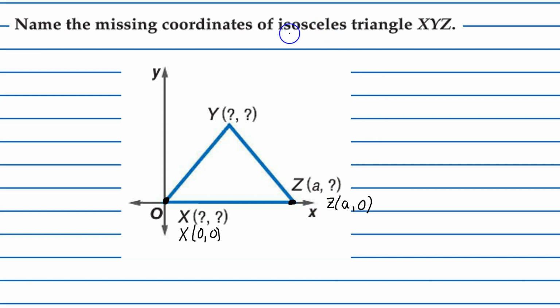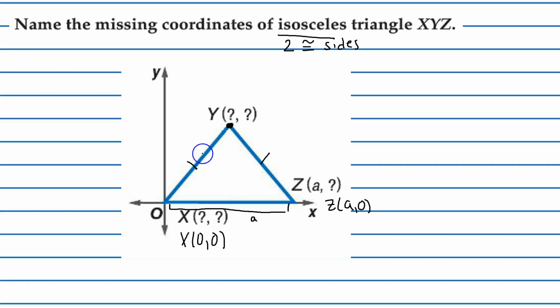Then let's go back to our question. It says, name the missing coordinates of the isosceles triangle. That means that we have two congruent sides. So we're going to say this side is going to be congruent with this side. We're going to place a dot here as well. But we don't know what this one is yet. So recall that we know that the distance between x and z is a.